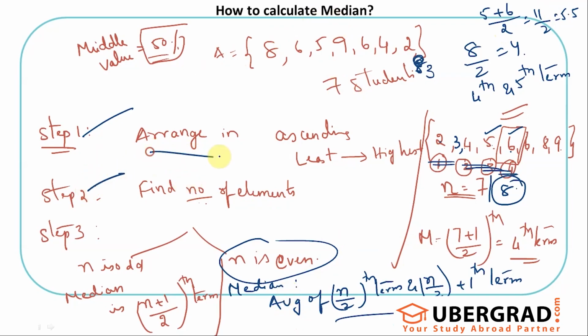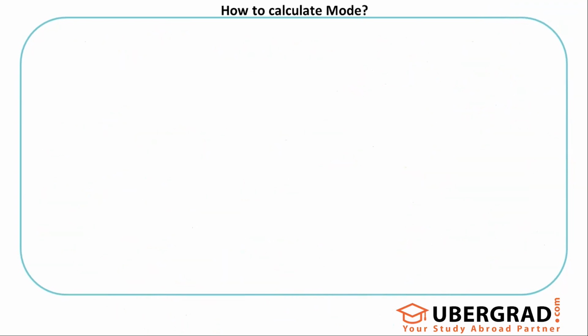2 steps stay the same. Do not forget this part. Arrange in the ascending order. Find the number of elements. See if they are odd. It's easy: just the (n plus 1) by 2th term. If it's even, you need to do the median of the middle two. So that median is the average of the n by 2th term and the n by 2 plus 1 term, that's the next term. Like if I say n by 2 is the 4th term, do the 4th and 5th term and take the average of those 2 terms. Right? That's how you solve this median. Now that's how you find the median for a given data set.